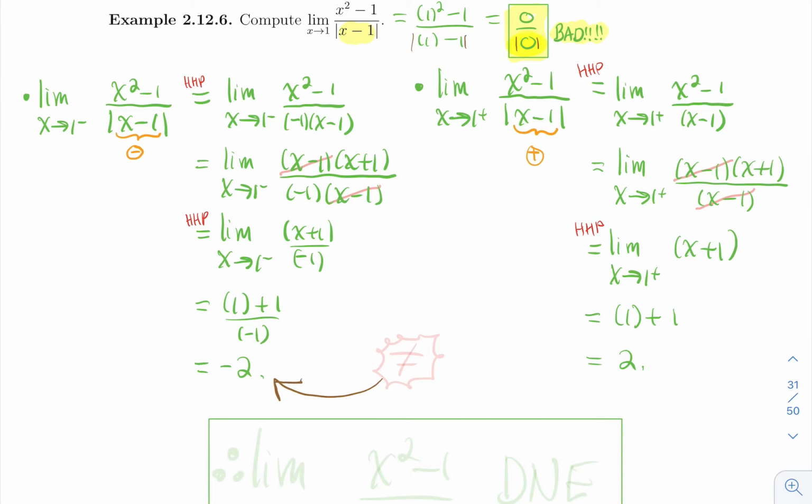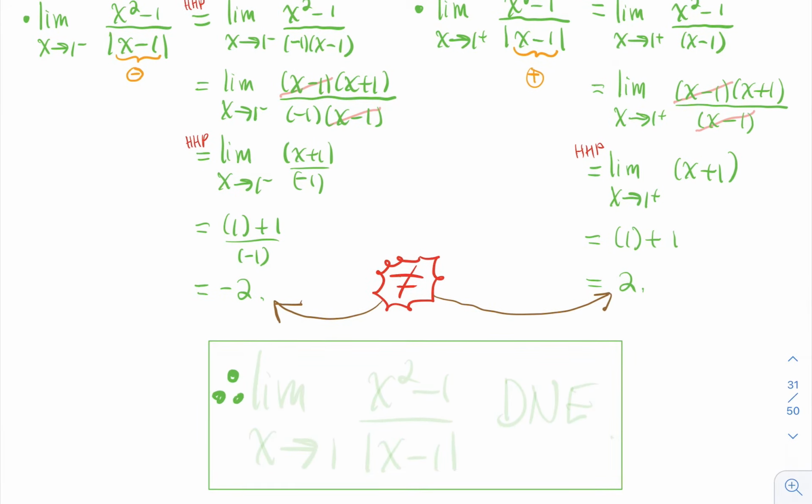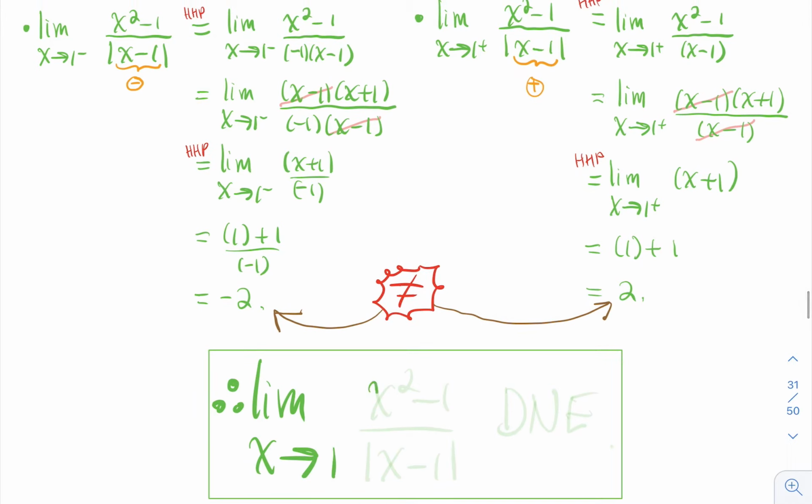And then, of course, if you compare these two limits, they're not equal. I'll just write this in red. So they're not equal, the left and right. So therefore, the limit as x approaches 1 of (x squared minus 1) over the absolute value of x minus 1 does not exist.